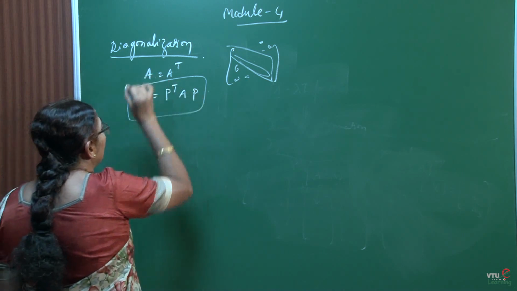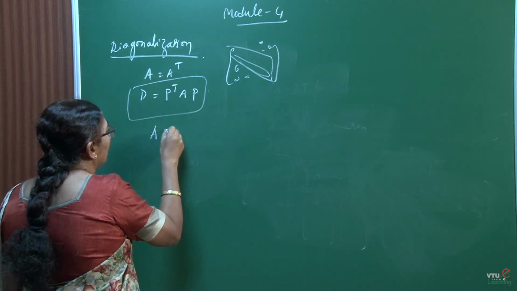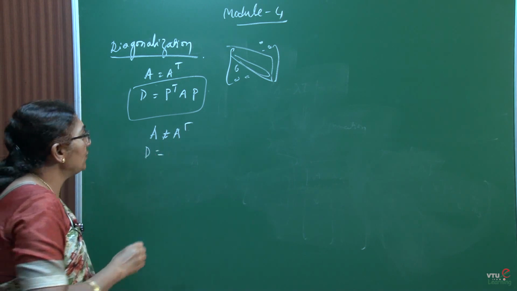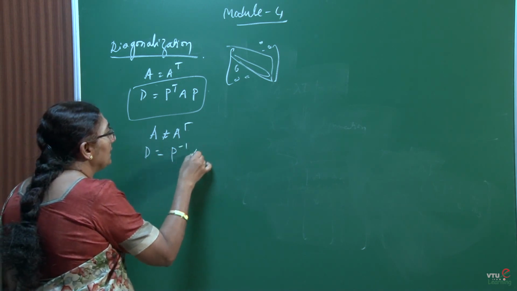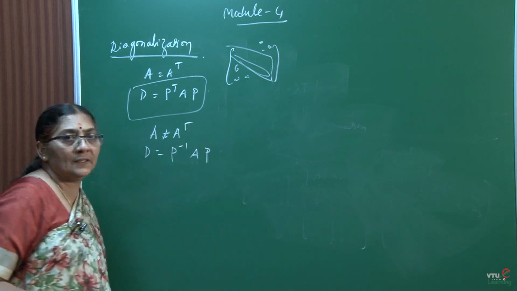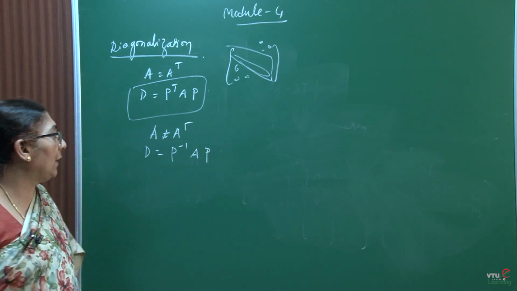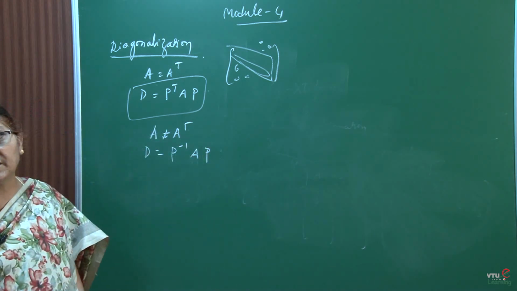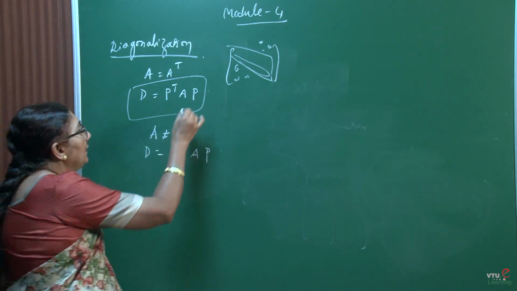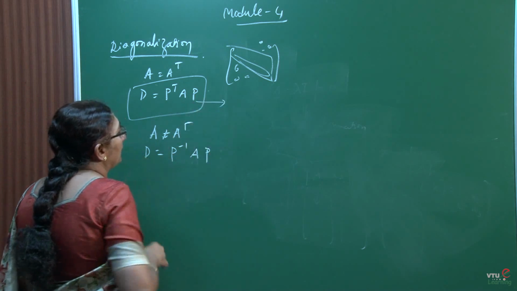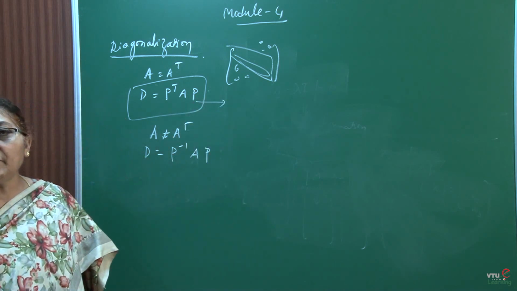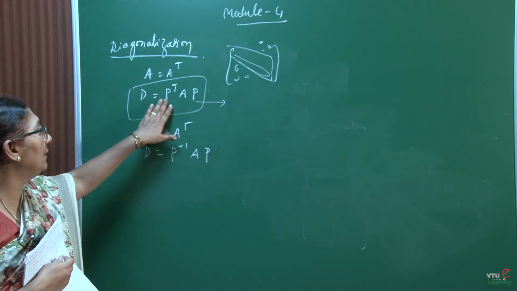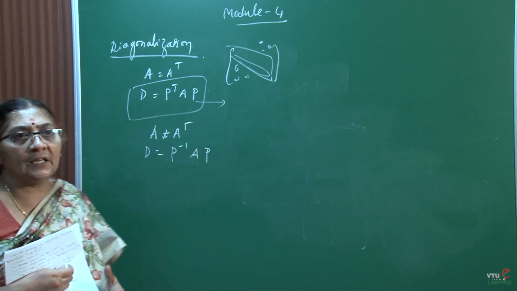Suppose the matrix is symmetric. Suppose A is not a symmetric matrix. In that case, the diagonalization formula is P inverse A P. This is the formula for diagonalization. Suppose A is not symmetric, how do I find P? Suppose A is a symmetric matrix, what is the formula to diagonalize the matrix? P transpose A P.